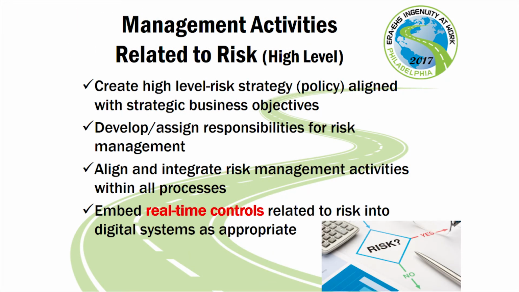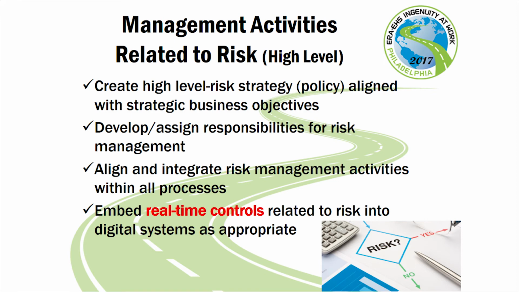Managing activities, so talking about how you're going to actually manage activities related to risk. So create a high-level risk strategy, so policy, aligned with strategic business objectives. Develop assigned responsibilities for risk management. You have to align and integrate risk management activities with all processes. That goes back to the big picture, kind of like the swimming pool. That's a real simple example, but you have to know what's out there, what can happen to you, right? And also embed real-time control. As in the case with Houston, when those folks got the hurricane and got flooded, what are you going to do when you're actually in it? So relate risk to digital systems as appropriate.